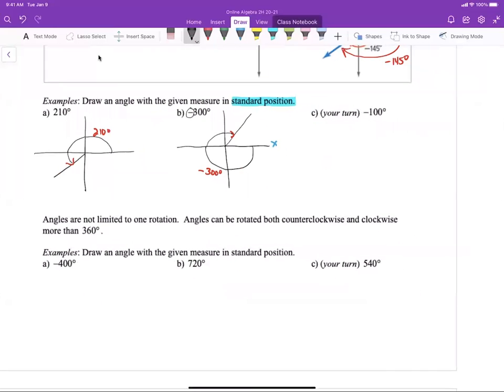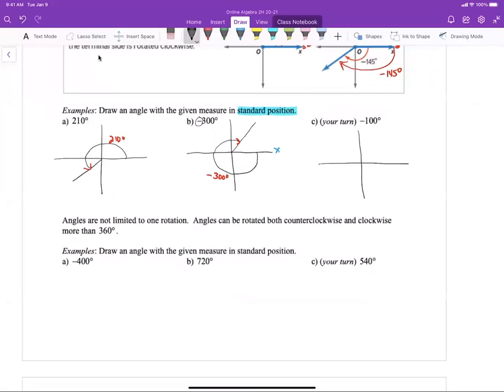All right, why don't you try one yourself? Welcome back. You have been asked to draw the angle of negative 100 degrees, starting from standard position. When I start from the positive x-axis, I go in the negative direction, which is clockwise. I have gone a negative 90. I'm not going to go quite to negative 180. And so here is, we'll call that negative 100 degrees.